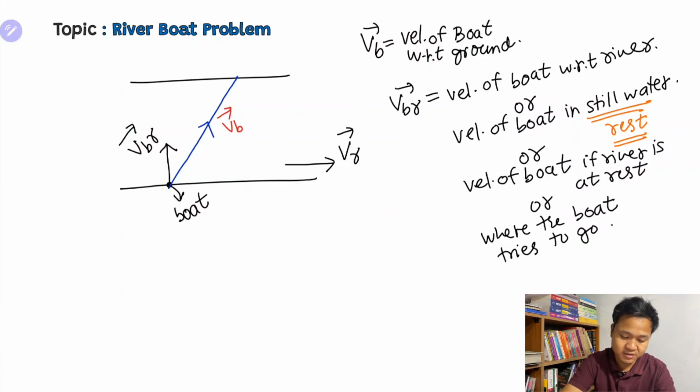So these things you have to be clear first. Velocity of river is VR. Where the boat is actually going as seen from the ground, that is VB. And then what is VBR? The velocity of boat in still water, or the velocity of boat with respect to the river, or the direction where the boat is trying to go. That is VBR.